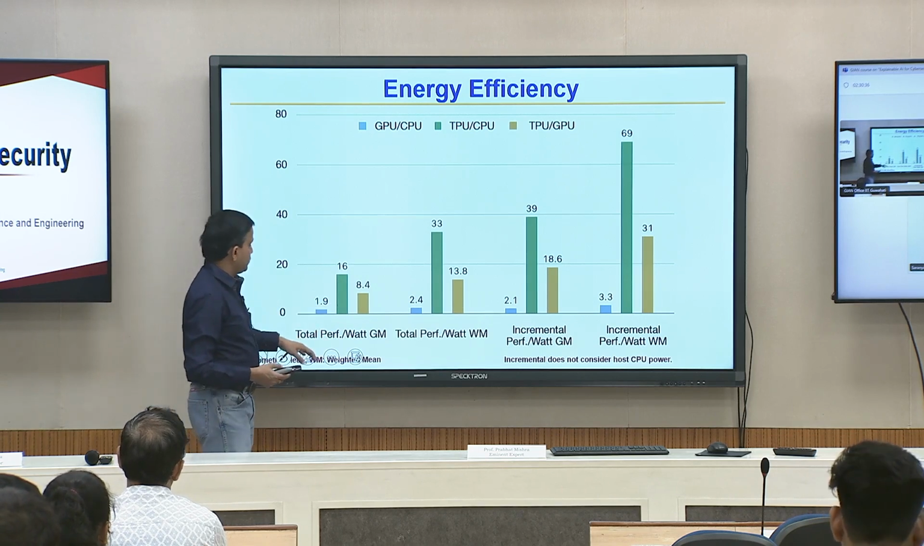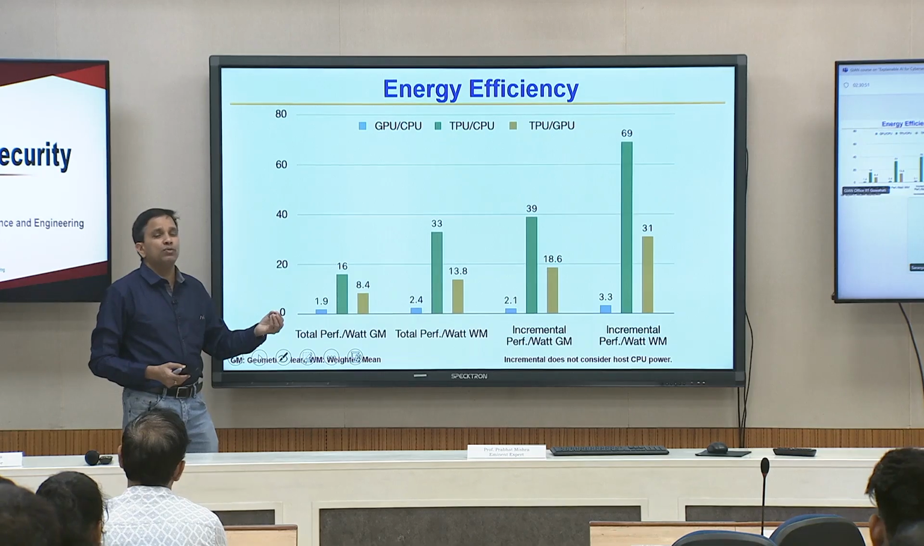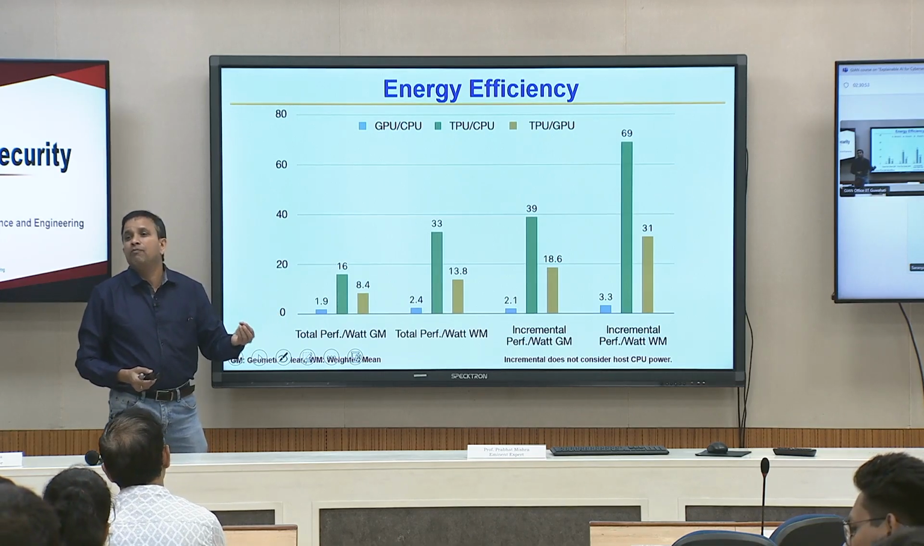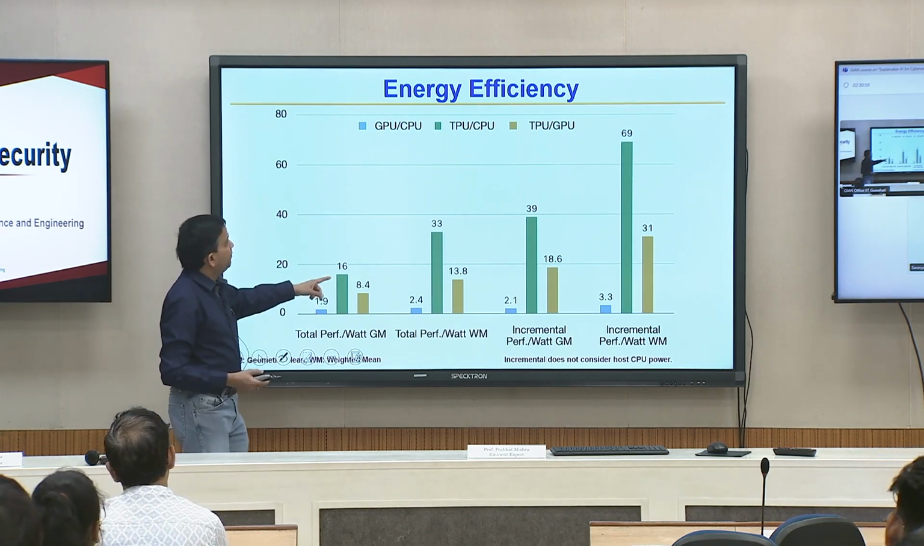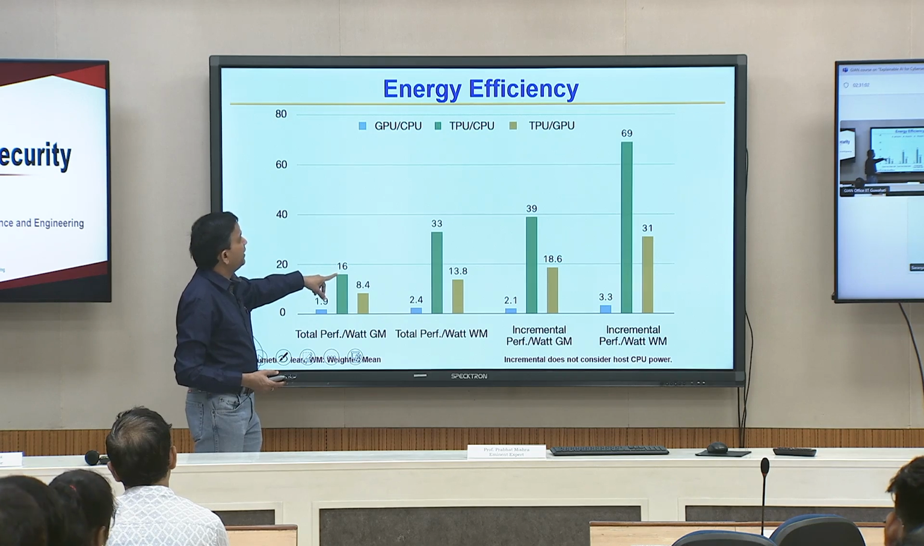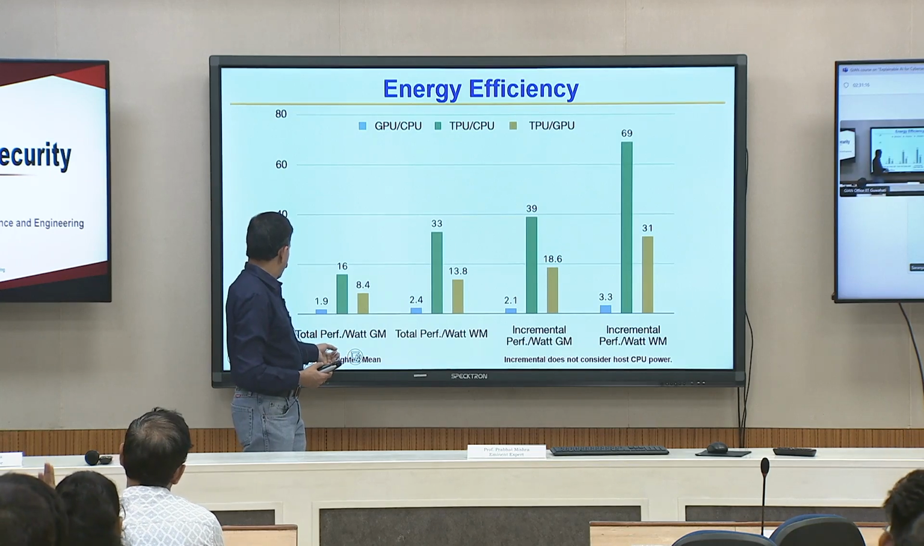So, in this example, I am going to show different kinds of data sets. This is GPU versus CPU. GPU is faster in terms of total performance per watt, in the same amount of energy, which one is giving better performance. GPU seems to be showing 2 times better. TPU compared to CPU is showing 16 times better. So, 2 over 16, TPU over GPU is about 8.4 times better in terms of total performance per watt, and GM is geometric mean and weighted mean.